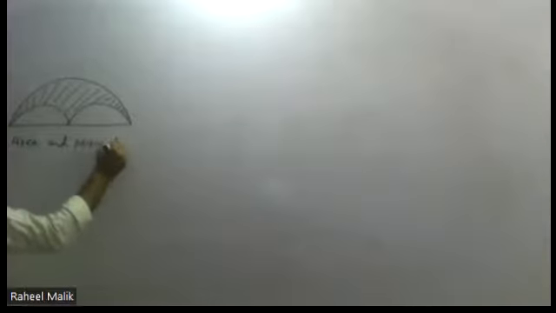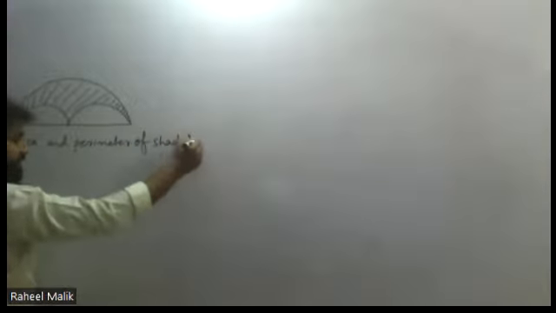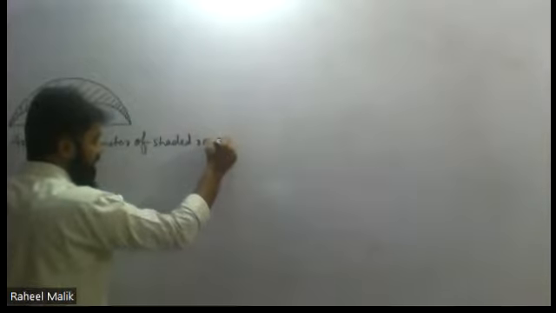Now they have given us this kind of a shape. This is given, and then this is given over here. This part is shaded. Okay, they are saying find area and perimeter of shaded region. This I have to find over here.